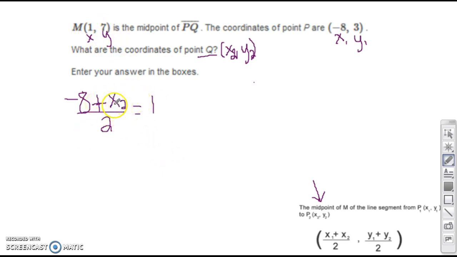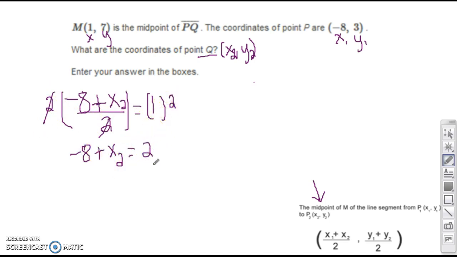So it's a little bit different than what we're used to doing. We're used to just plugging a number in there. But in this case, we have to solve. I'm going to go ahead and get rid of this divided by 2. So the opposite of dividing by 2 is to multiply by 2. So I'm going to multiply this side by 2, and I'm going to multiply this side by 2. The 2's would cancel, leaving me with negative 8 plus x2 equals 2. And then I can add 8 to both sides to try to solve for that second x value. So now I know that my x2 value up here is going to be 10.